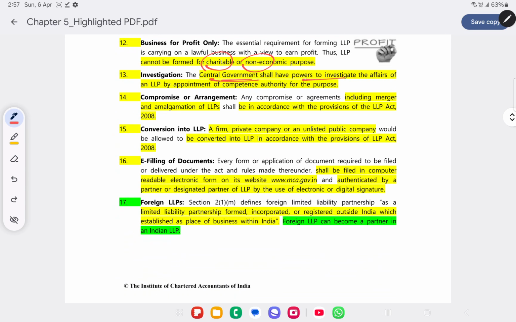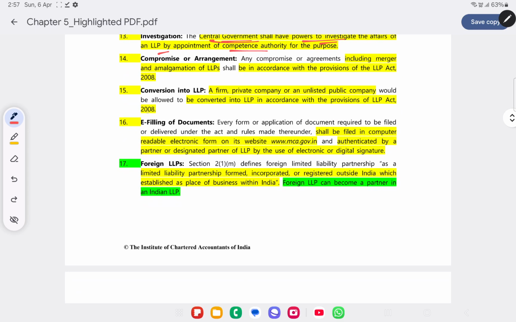Investigation. Central government shall have the powers to investigate the affairs of an LLP or by appointing a competent authority. Compromise arrangement. So if at all LLP is getting merged or is getting amalgamated, then they will have to follow the provisions of LLP Act of 2008.